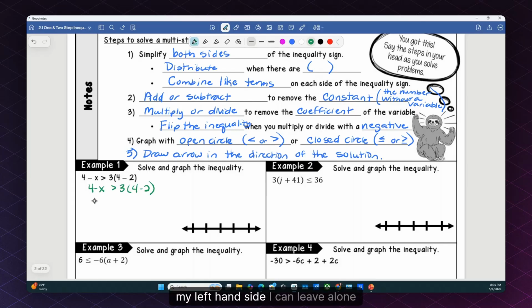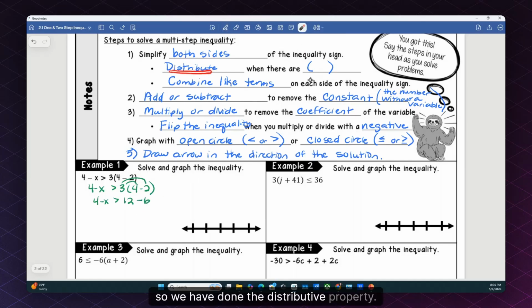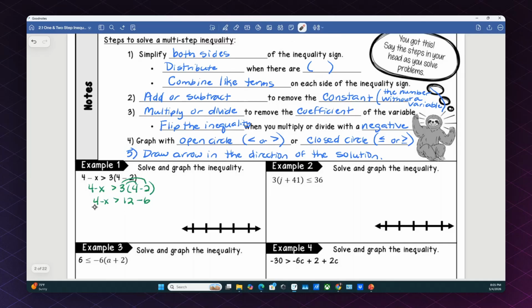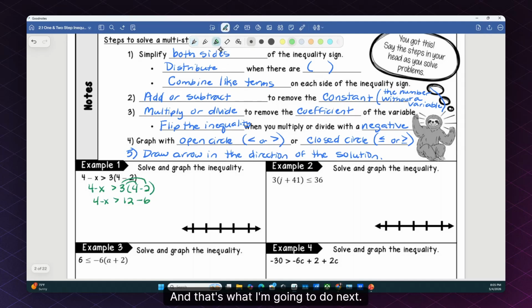Okay, my left-hand side I can leave alone for right now. My right side, I need to deal with the distributive property. So 3 times 4 is 12, and 3 times -2 is -6. All right, so we have done the distributive property. Boom, we can kind of check that off. The next thing is we're going to combine like terms. So let me survey this and see what I see for like terms. Well, there's nothing over here that I can combine together, but I can combine this 12 minus 6, and that's what I'm going to do next.